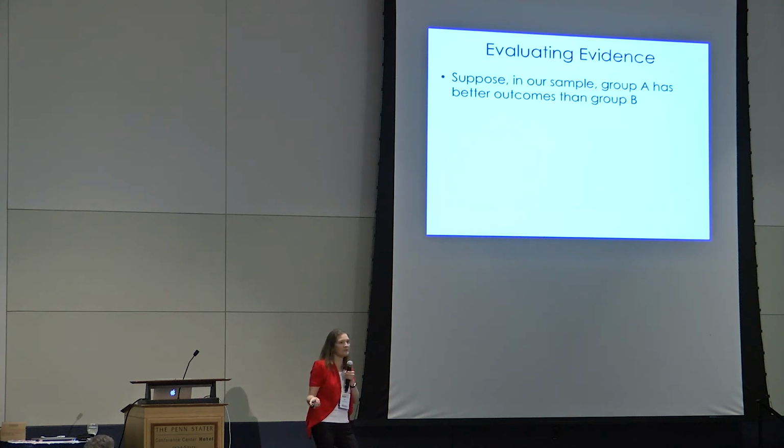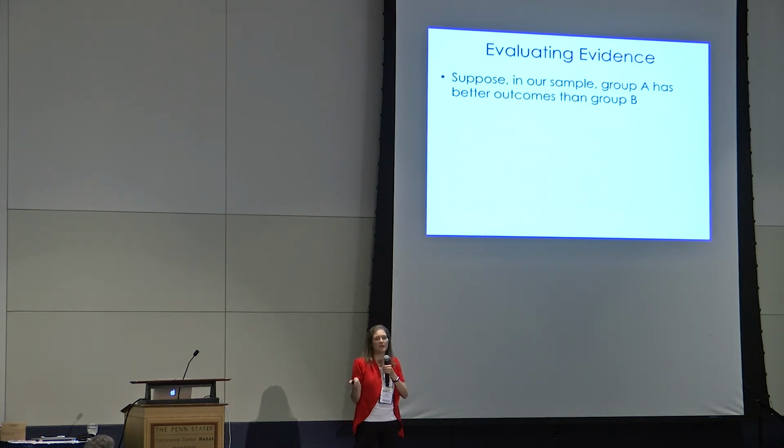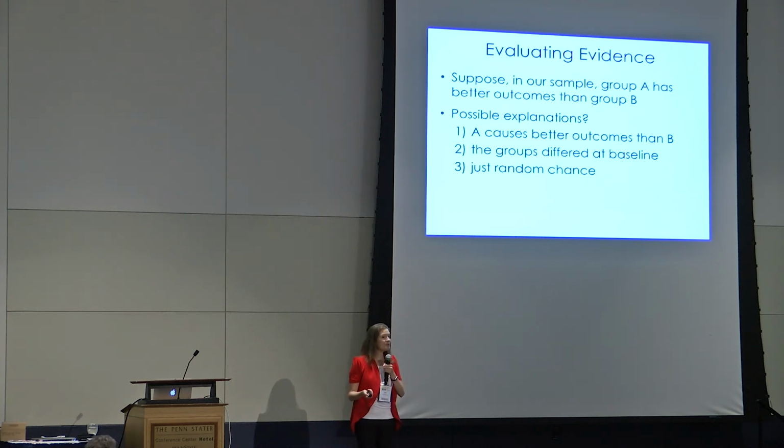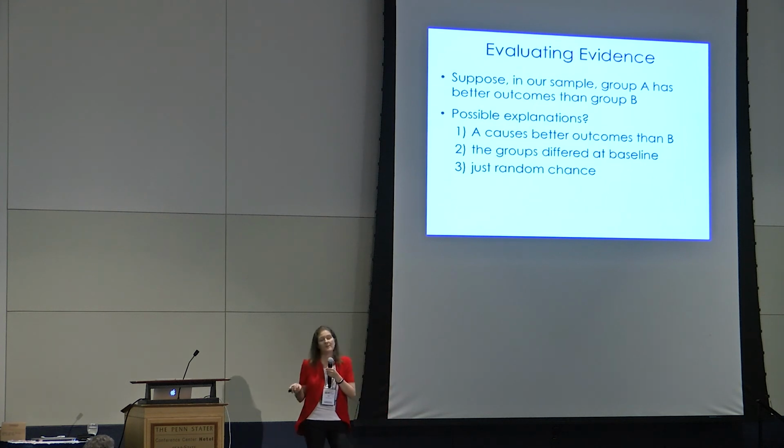So if we find better outcomes in group A than group B in our sample, students should think through at least 3 possible explanations. The causal explanation, but also the possibility that groups may have differed at baseline, and also the possibility of just random chance.